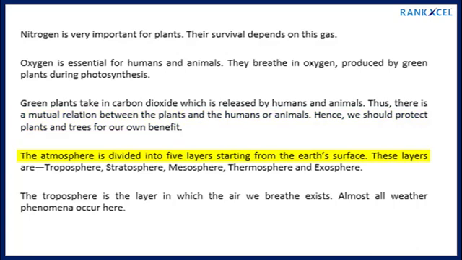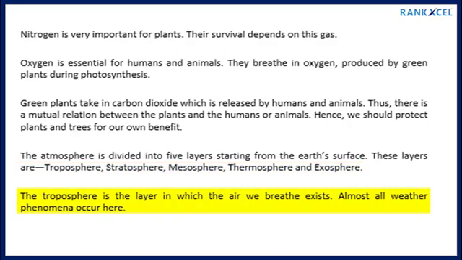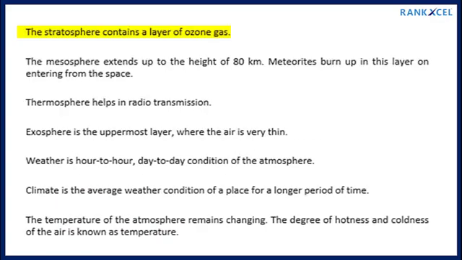The atmosphere is divided into 5 layers starting from the Earth's surface. These layers are troposphere, stratosphere, mesosphere, thermosphere and exosphere. The troposphere is the layer in which the air we breathe exists. Almost all weather phenomena occur here. The stratosphere contains a layer of ozone gas. The mesosphere extends up to the height of 80 km. Meteorites burn up in this layer on entering from the space. Thermosphere helps in radio transmission. Exosphere is the uppermost layer, where the air is very thin.